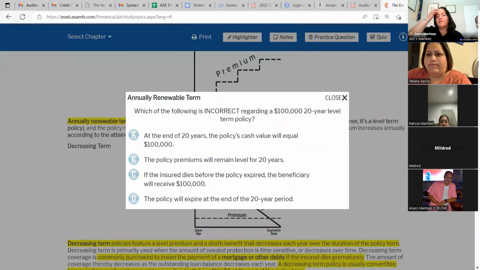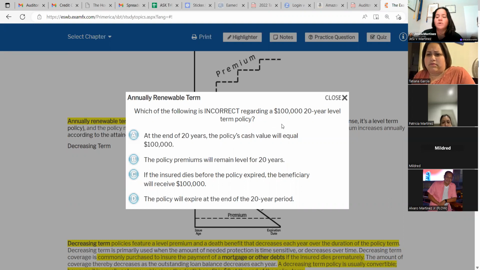Okay, yes. Which of the following is incorrect regarding a 100,000 20-year level term policy? A, at the end of 20 years, the policy cash value will equal 100,000. Remember, we're looking for the wrong answer, okay? B, the policy premiums will remain level for 20 years. C, if the insured dies before the policy expires, the beneficiary will receive the 100,000. D, the policy will expire at the end of the 20-year period. Incorrect. I believe it's D. Not sure, but I think it's D.